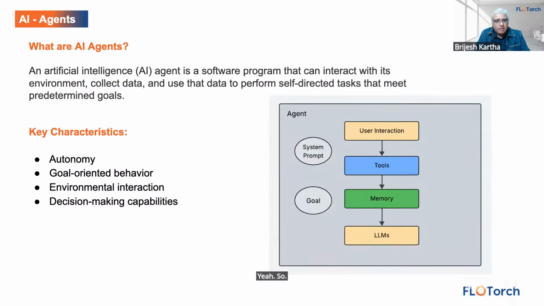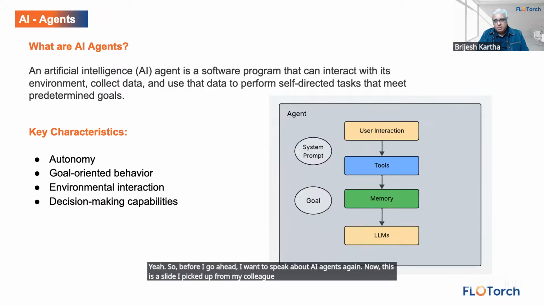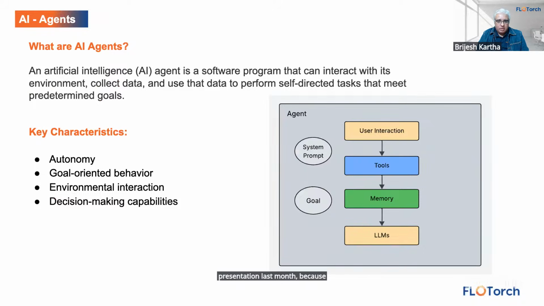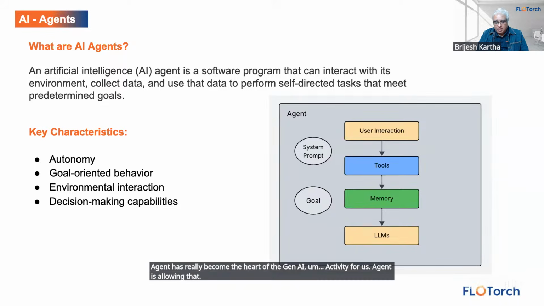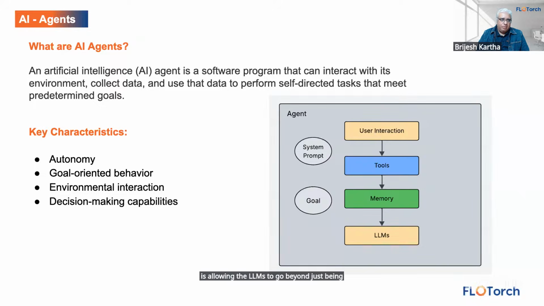So before I go ahead, I want to speak about AI agents again. Now, this is a slide I picked up from my colleague AJ's presentation last month because it is that important, right? Agent has really become the heart of the Gen AI activity for us. Agent is allowing the LLMs to go beyond just being a brain, which is kind of static. We are making the brain do things, do actions. So the agent and the agentic runtime around it allow the agent to become the hands and the legs for that brain to act.